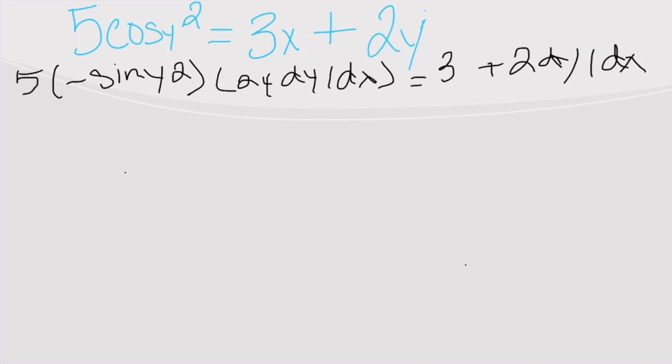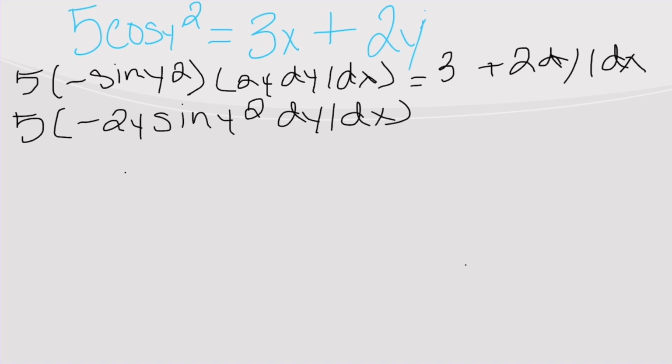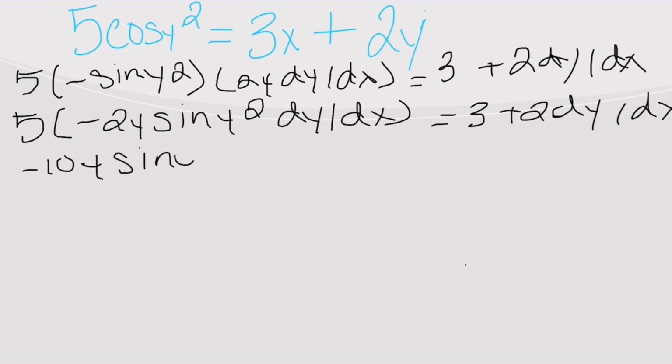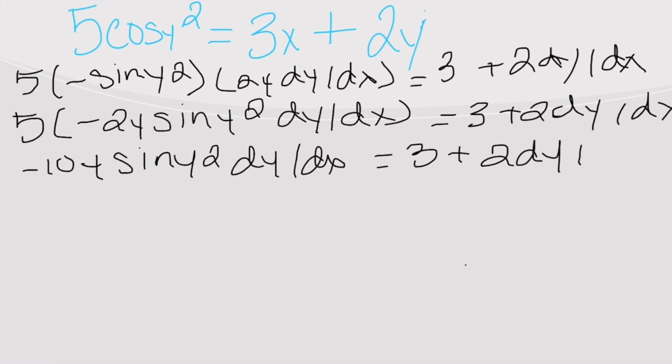And now I'm going to combine my negative sine y squared and my 2y dy dx, so I'm going to leave 5 on the outside, and now I have negative 2y sine y squared dy over dx, leaving my right hand side as 3 plus 2 dy over dx. And now I'm going to distribute the 5 into my negative 2y sine y squared dy dx, and I get negative 10y sine y squared dy over dx is equal to 3 plus 2 dy over dx.